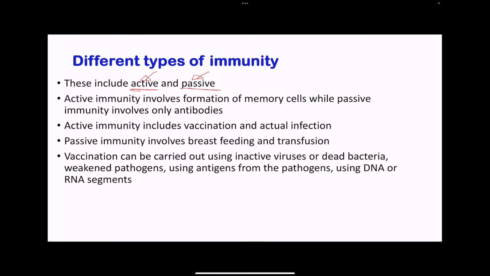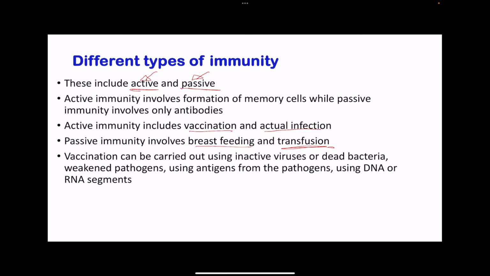Active immunity includes vaccination as well as actual infection, and these two both involve formation of memory cells. Passive immunity can include breastfeeding, so antibodies transferred from mother to child, as well as blood transfusion, where antibodies are transferred from some other organism or from another person.